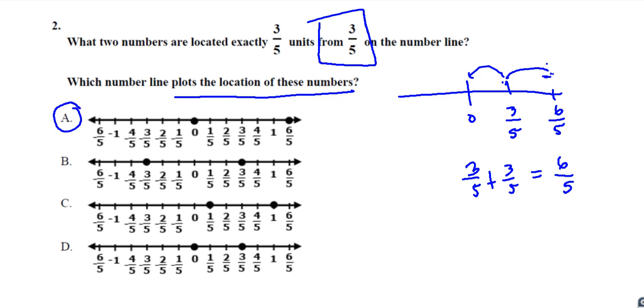If you notice, there's a distraction here where they'll show you that you have 3/5 and -3/5. Don't fall for that distraction. Find the location of the number. So 3/5 minus 3/5 will give me 0, and then 3/5 plus 3/5 will give me 6/5.